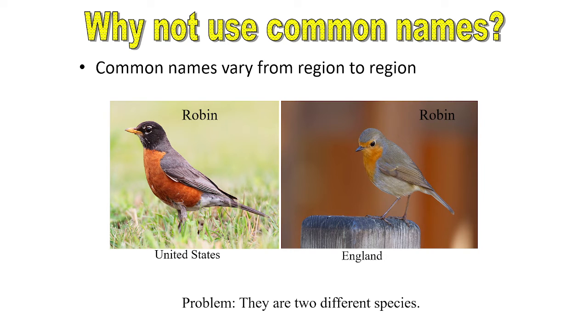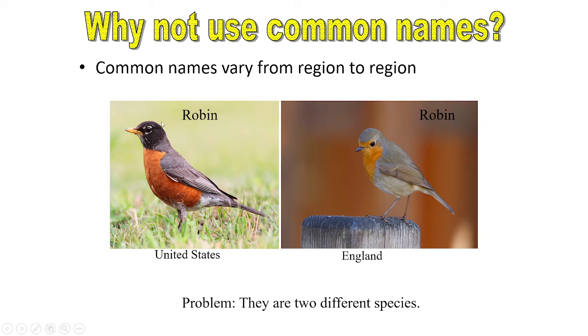Like in the United States there is a robin which looks like this bird, which has a complete abdominal section, the ventral section, brown in color. They call it a robin, and here in England the other robin is completely different. If you see these two species, they are different but the name is the same, robin. If you see their genetics and all their morphological characteristics, they are completely different species.